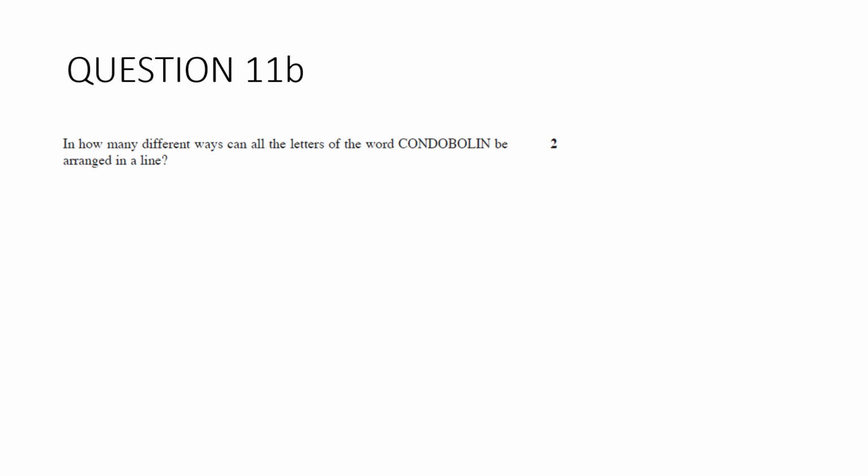11b. In how many different ways can all the letters of the word Condobolin be arranged in a line? So we've got 1, 2, 3, 4, 5, 6, 7, 8, 9, 10 letters. So we've got 10 factorial divided by, we have 3 O's, 3 factorial, we have 2 N's, 2 factorial. And is that it? C, D, B, L, I. On the calculator, 10 factorial divided by 3 factorial times 2 factorial is 302,400.